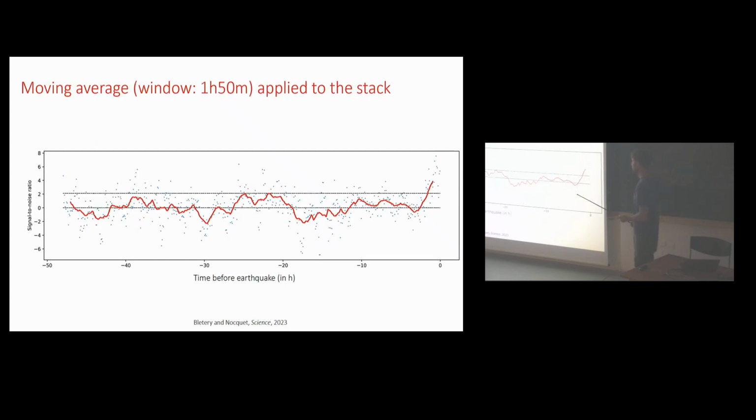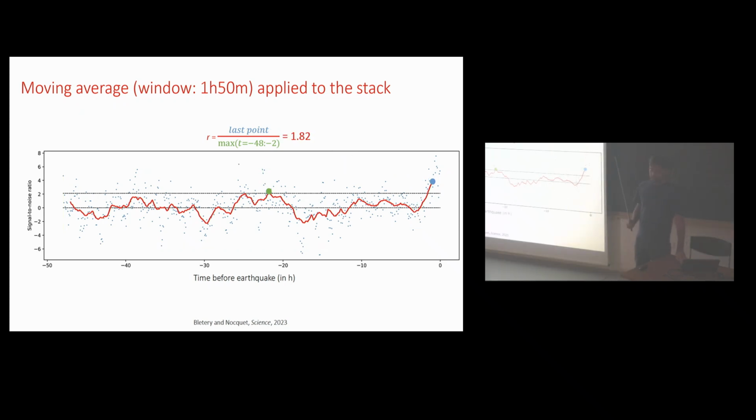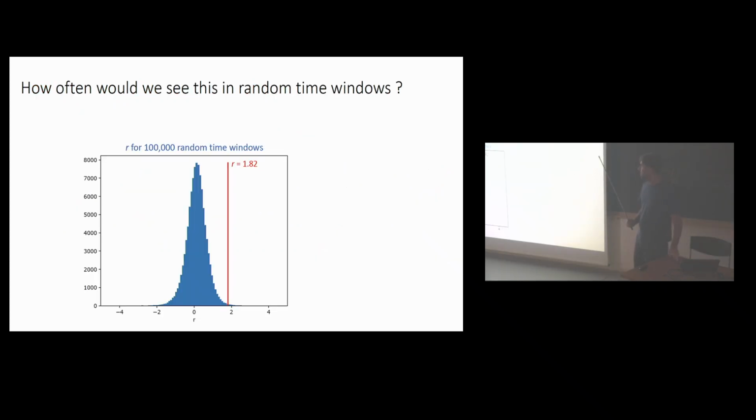But it's still rather noisy, so one thing you can do to get rid of the remaining noise is to apply a moving average, and if you do that, you will get this red curve here. And one more thing that we are going to do is define this error ratio between the last point of this moving average and the maximum of this moving average on the rest of the time series. And here, that value is 1.82.